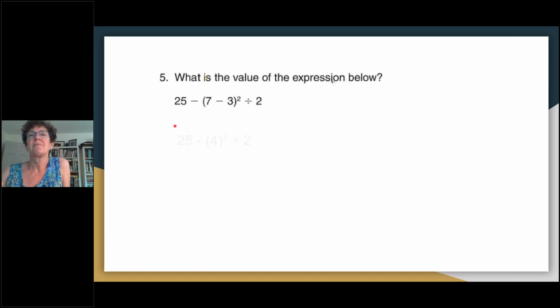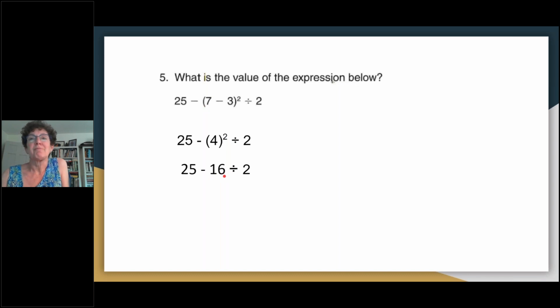So we just do the subtraction inside the grouping symbols. 7 minus 3 is 4. We're still going to square that number. And then let's see what we should do next. 25 minus 16 divided by 2. So 4 squared means 4 times 4. 4 times 4 is 16.